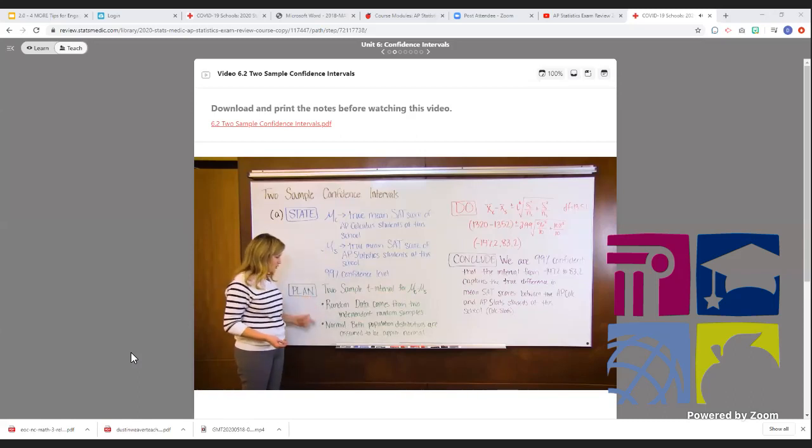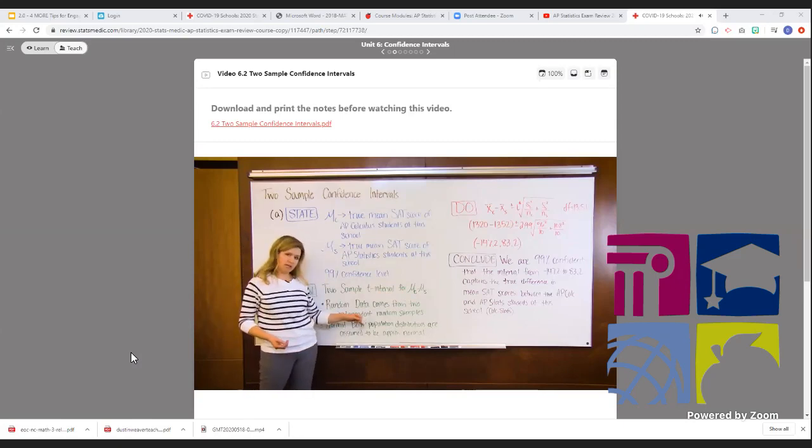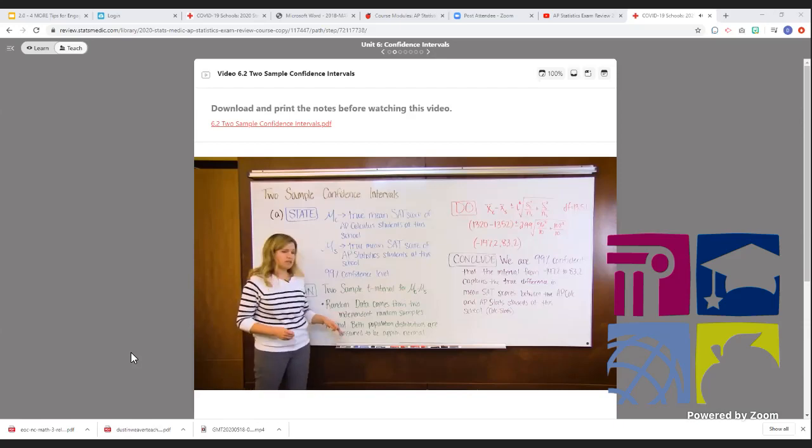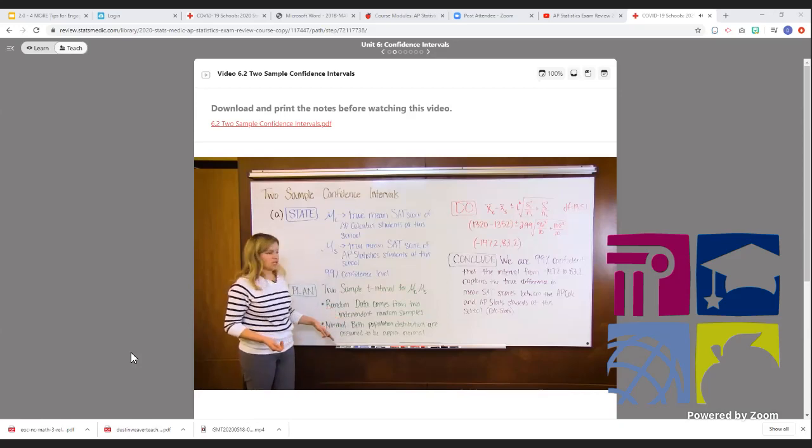We've got random and normal. One thing to note here is that the data is coming from 2 independent random samples. That's important. Think about if one student had been in both groups, that would be a problem. And then for the normal condition, both population distributions have been told to us that they're approximately normal or can be assumed to be normal. So that condition has been met.